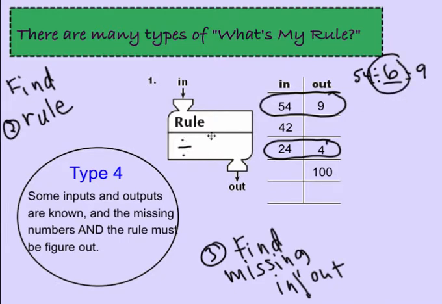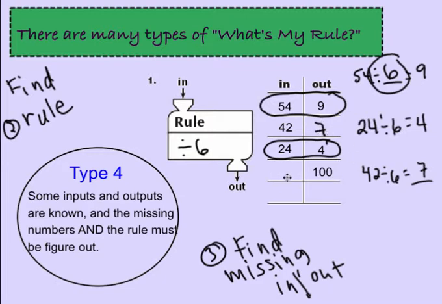And let's check it in our other problem. 24 divided by 6 is going to equal 4. So that would be correct. 24 would go into the machine, the number muncher would divide it by 6, and out would come the number 4. So let's try it for the other ones. 42 divided by 6 is 7.